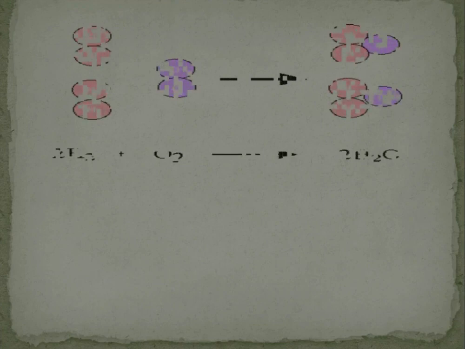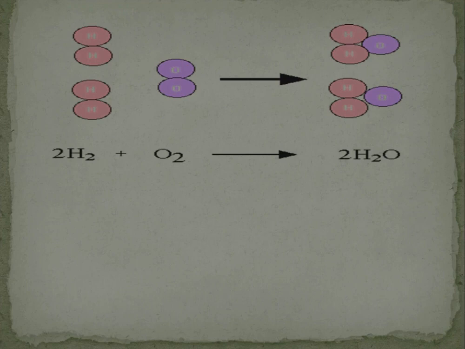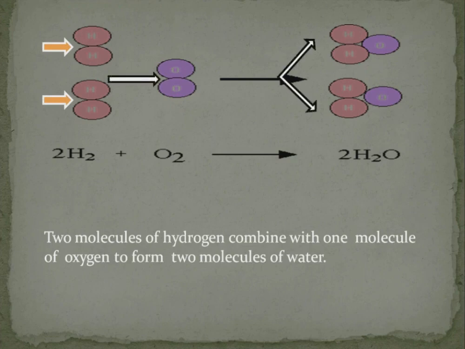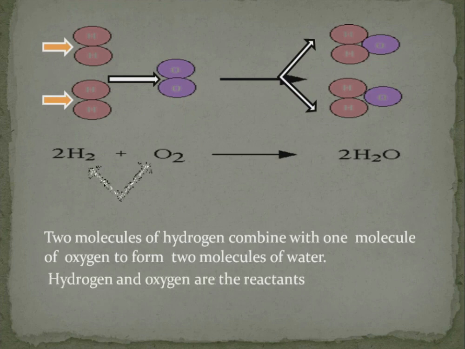So in this figure you can clearly see that hydrogen and oxygen are combining together to form water. We have two molecules of hydrogen which combine with one molecule of oxygen to form water. Hydrogen and oxygen are the reactants, and water is the product.